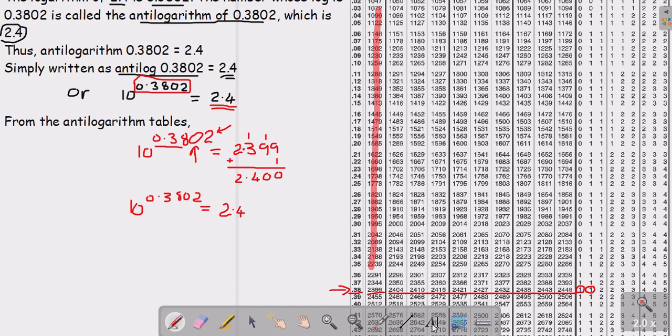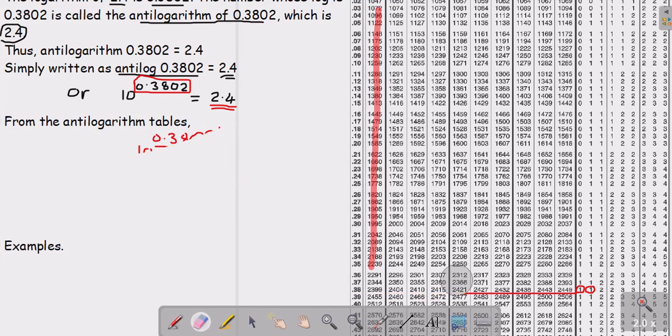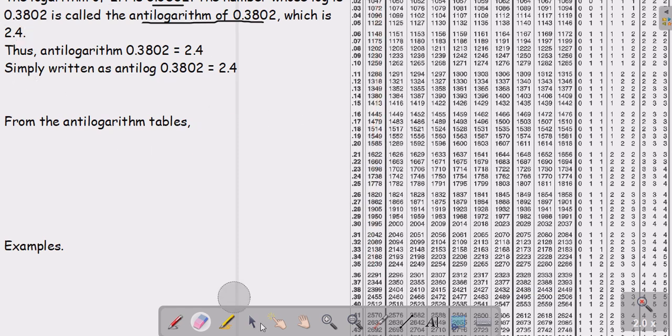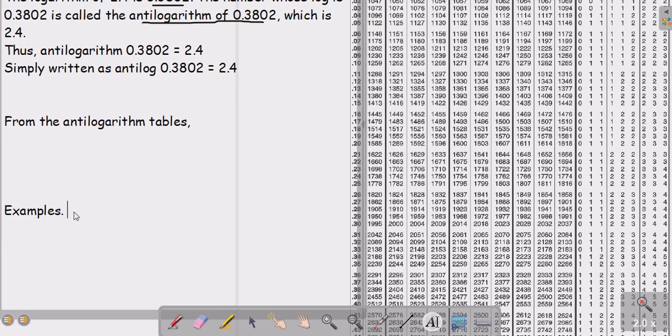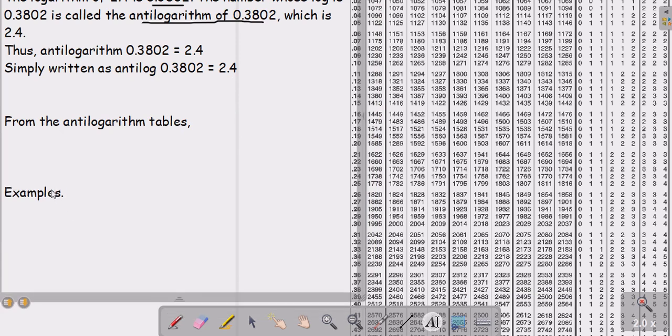Maybe I can just show you some examples here. Let me just take you to some examples. First I can rub off this, and then you can see some examples.